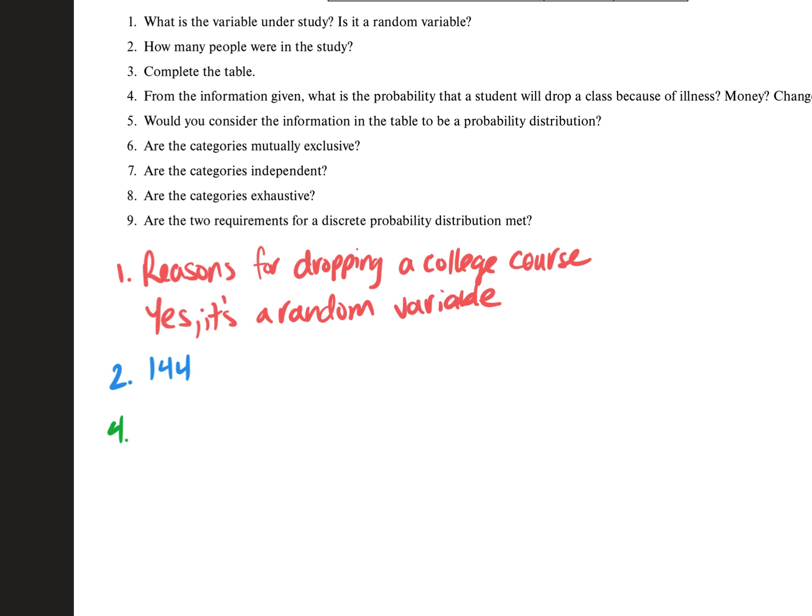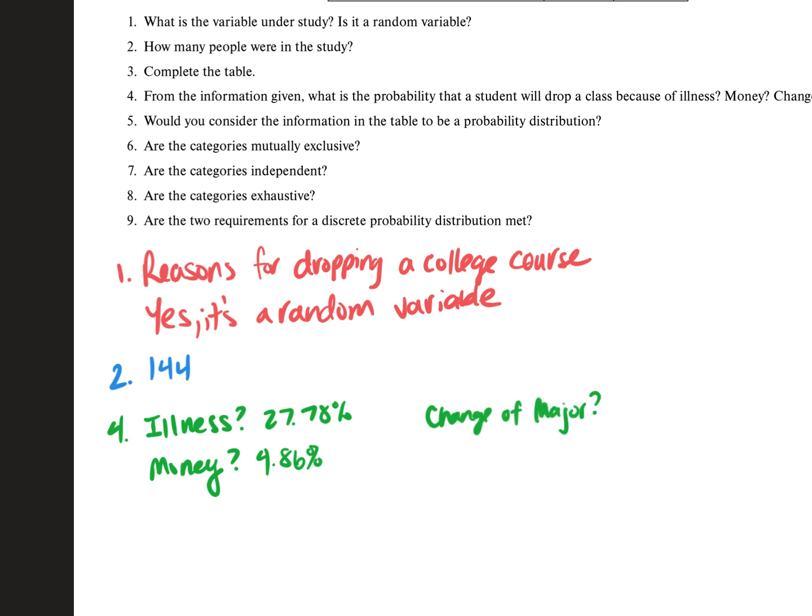Okay, so from the information given, what's the probability a student will drop a class because of illness? 27.78%. How about because of money? 4.86. How about because of change of major? I heard someone say it. 9.72.